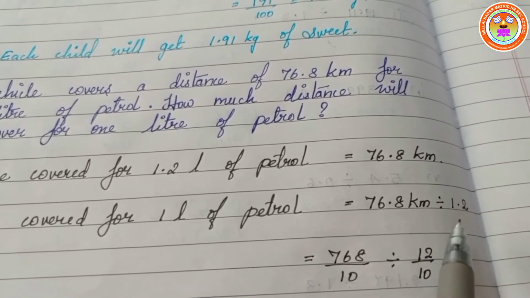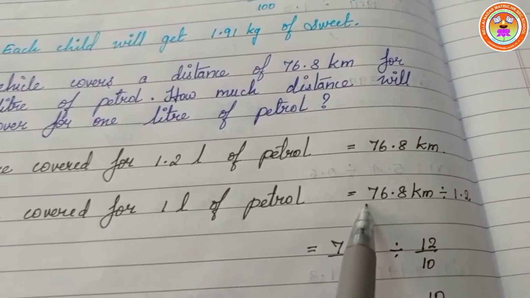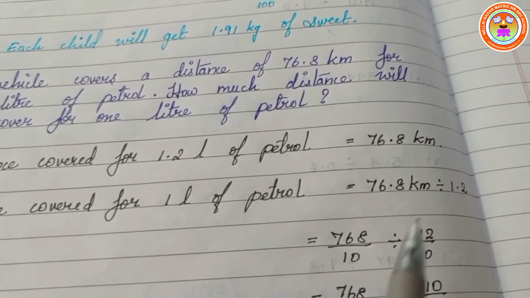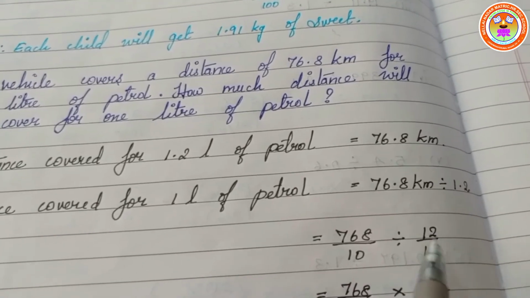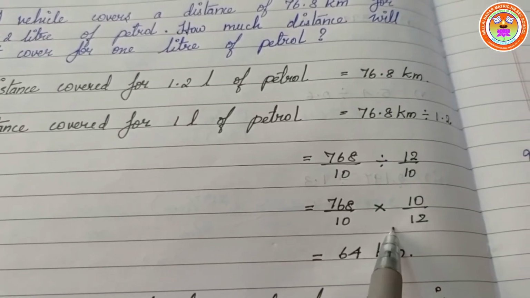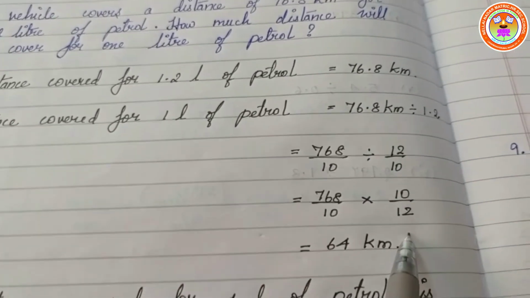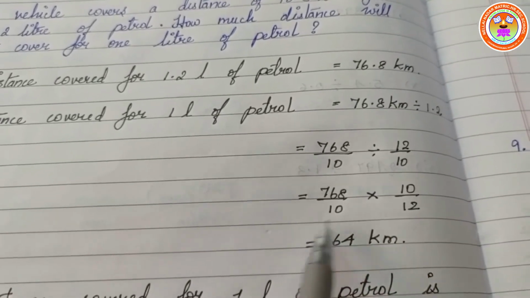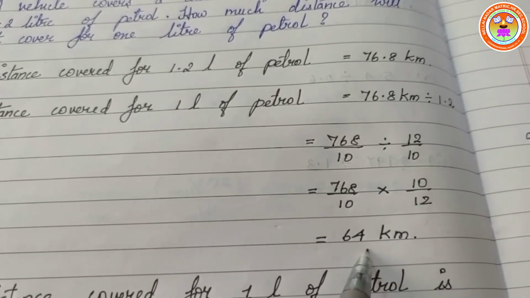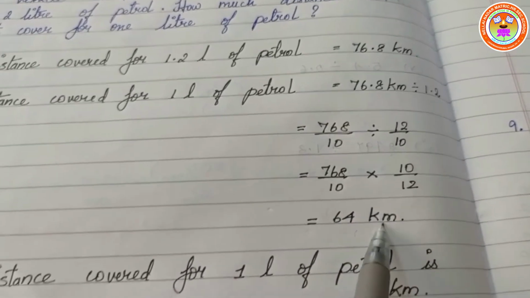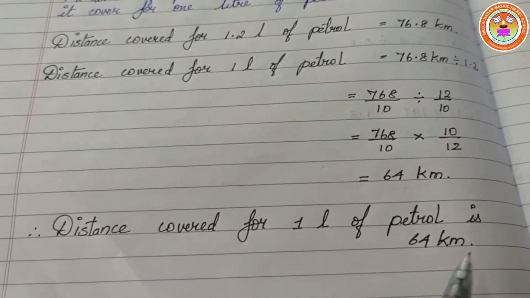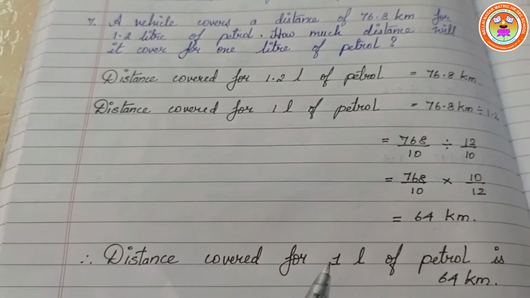So, here both the decimal numbers are converted into fractions. So 76.8 is written as 768 by 10 divided by 1.2, which is written as 12 by 10. Yes, now converting this division into multiplication, so it will take the reciprocal, 10 by 12. Okay, now 10 and 10 will get cancelled. 12 1 times, 768 will go 64 times. So therefore, your answer is 64 kilometer. Therefore, distance covered for 1 liter of petrol is 64 kilometers. Understood this sum, children? Yes?